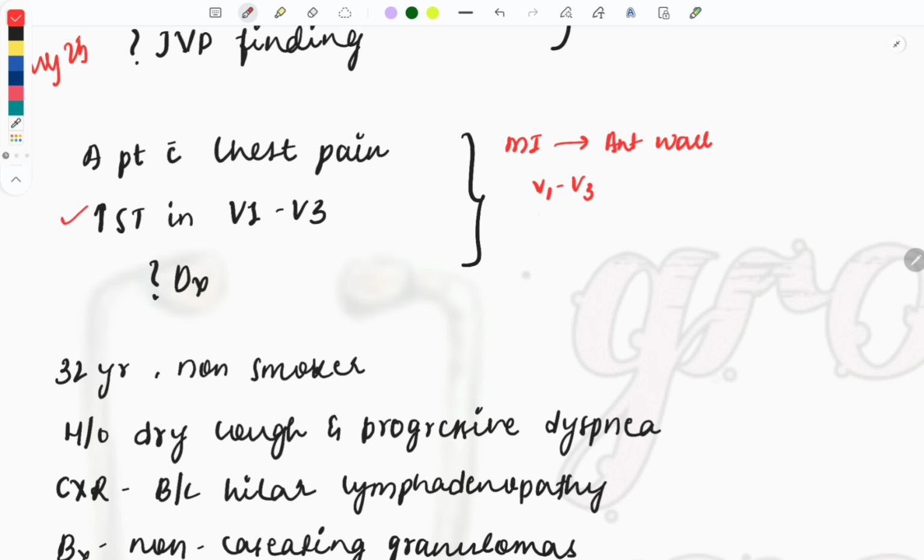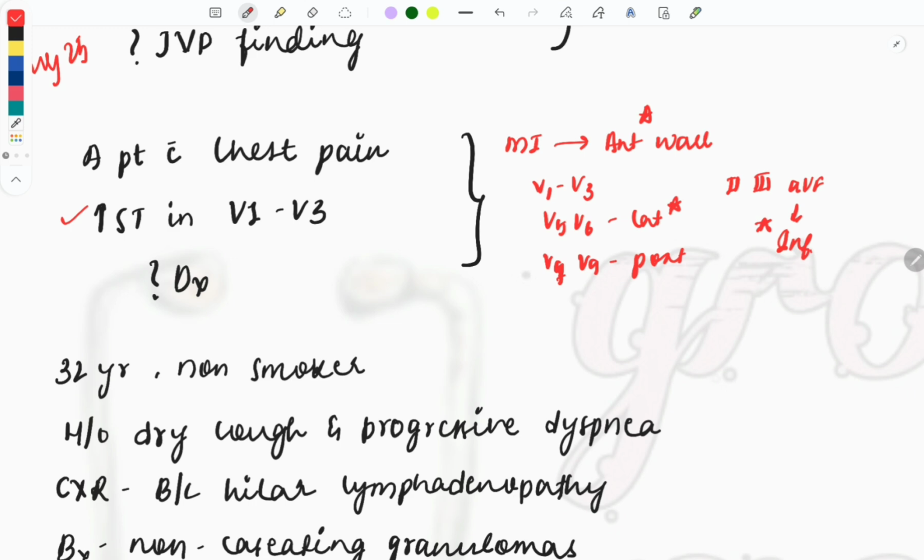are involved. If it is V1 to V4, it will be anterior wall. If V5, V6 are involved, then it will be the lateral wall. And if you see changes like V7 to V9 described in the clinical case, then it will be the posterior wall. And if it is lead 2, lead 3 and aVF, then it will be the inferior wall MI. So frequently asked in the exam are the inferior wall, anterior wall and lateral wall MI.